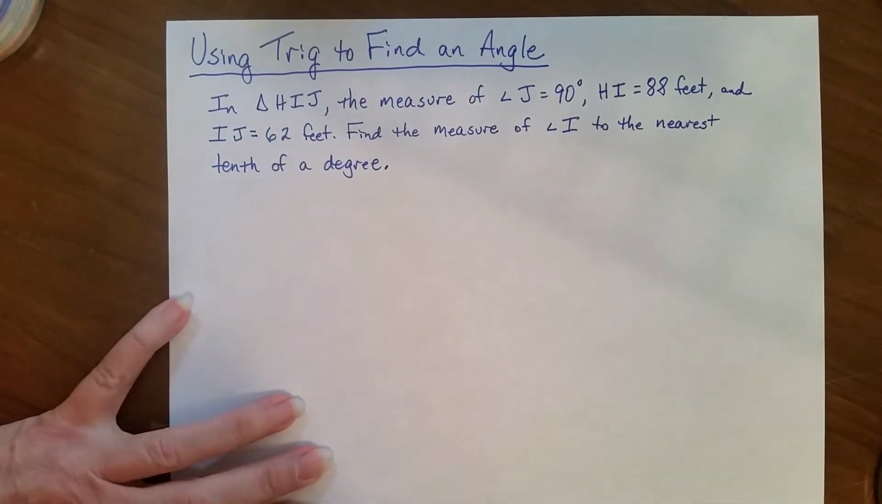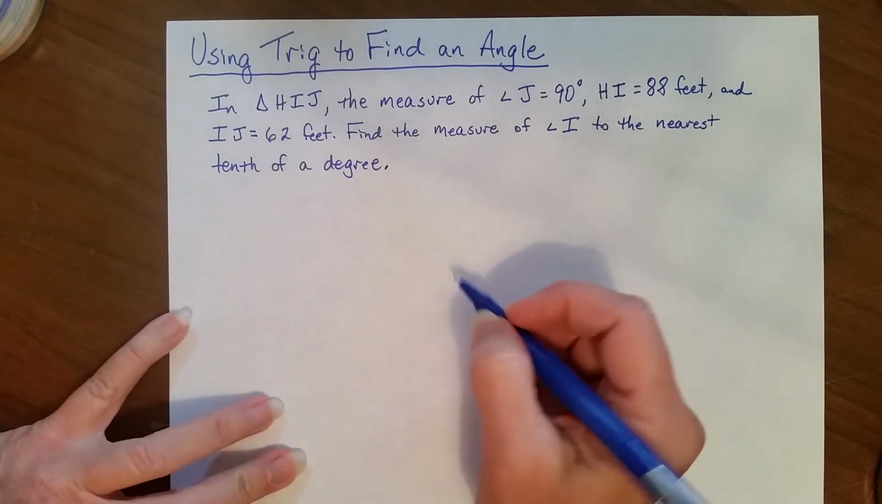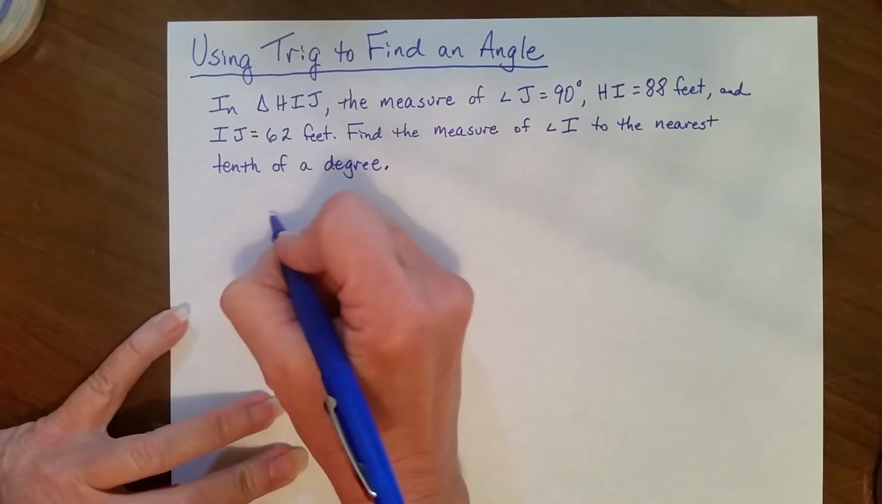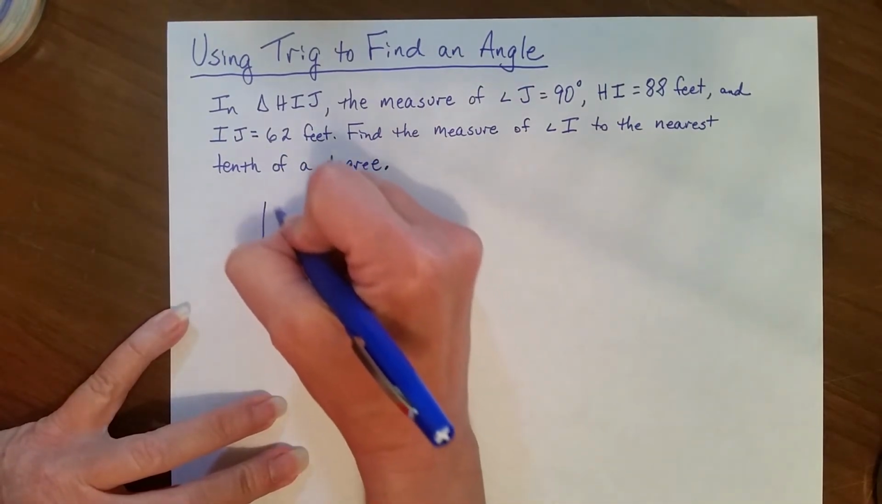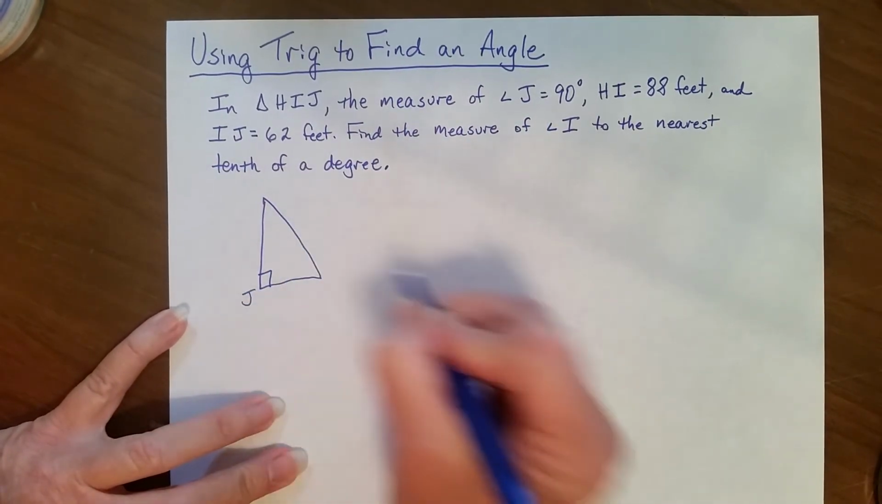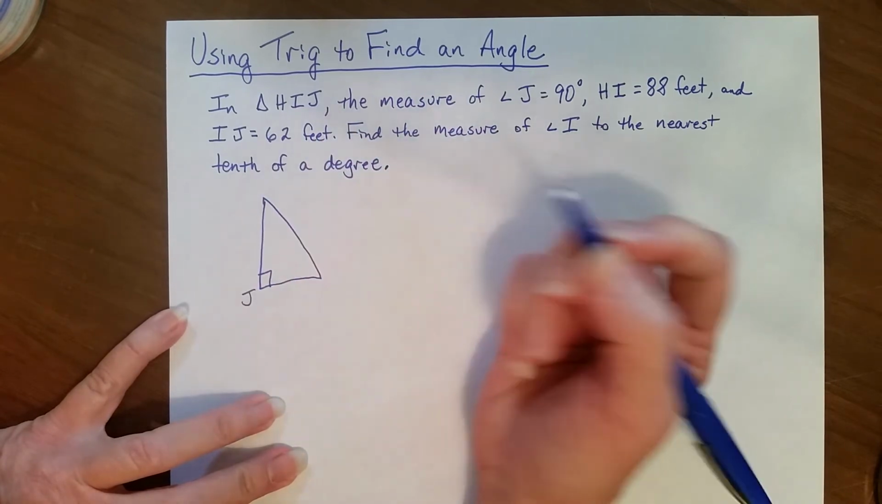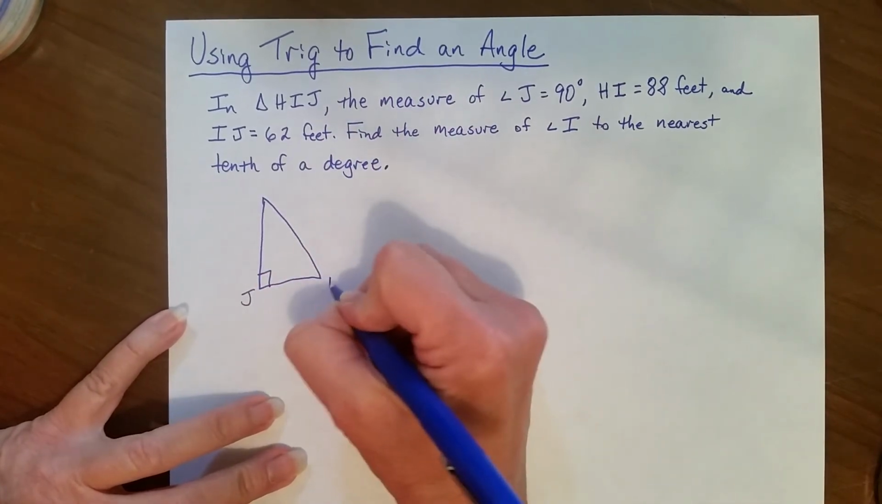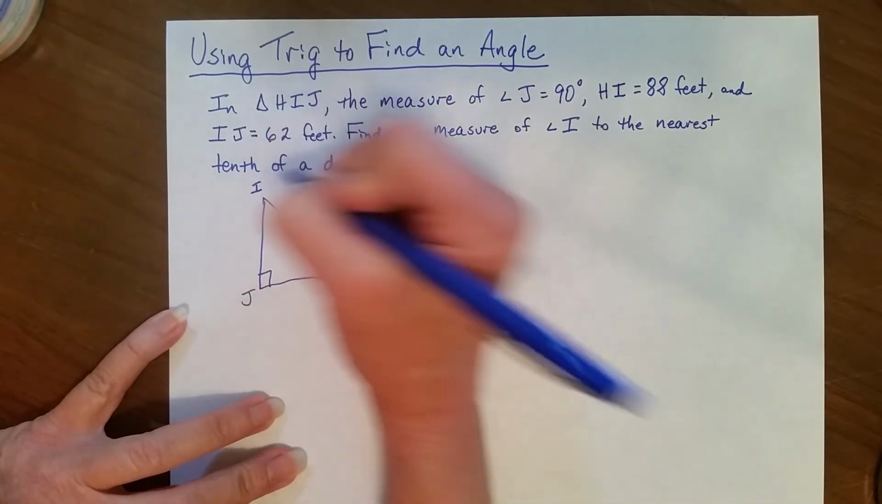Okay, take a second, hit pause if you need to, write this down. In triangle HIJ, the measure of angle J is 90. Oh, I have to put H and I. Again, it doesn't matter where you put H and I. I'll do it this way this time.